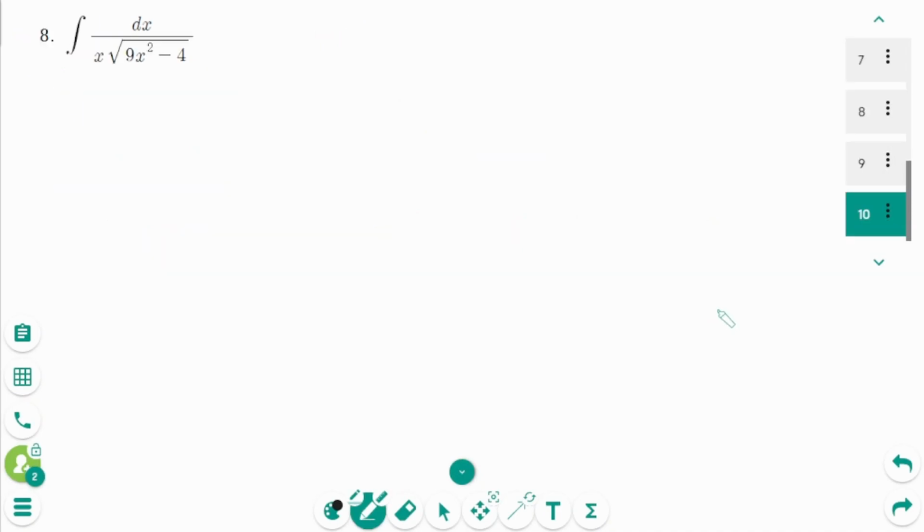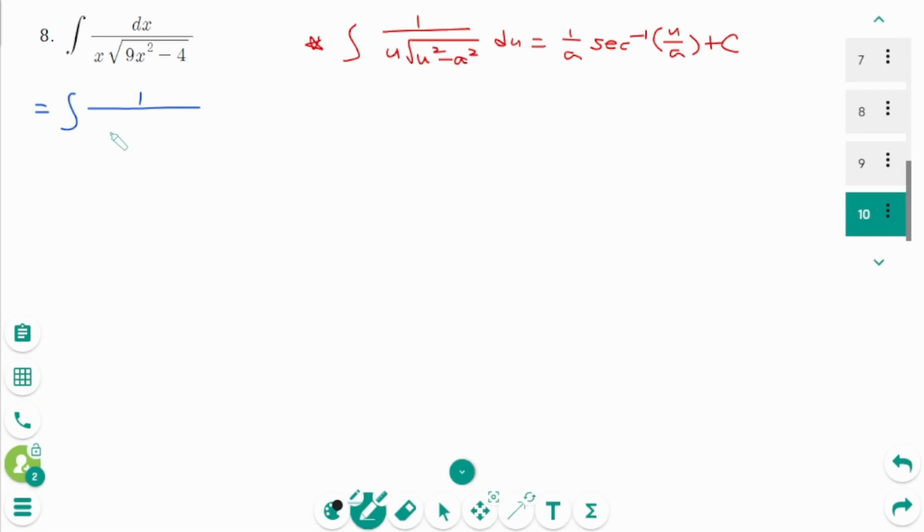Number 8. Perhaps the most difficult integral among the questions for beginners is this integral involving arcsecant. Use this: the integral of 1 over u times square root of u squared minus a squared du equals 1 over a arcsecant u over a plus c. We can rewrite as the integral of 1 over x times the square root of 3x squared minus 4 dx.